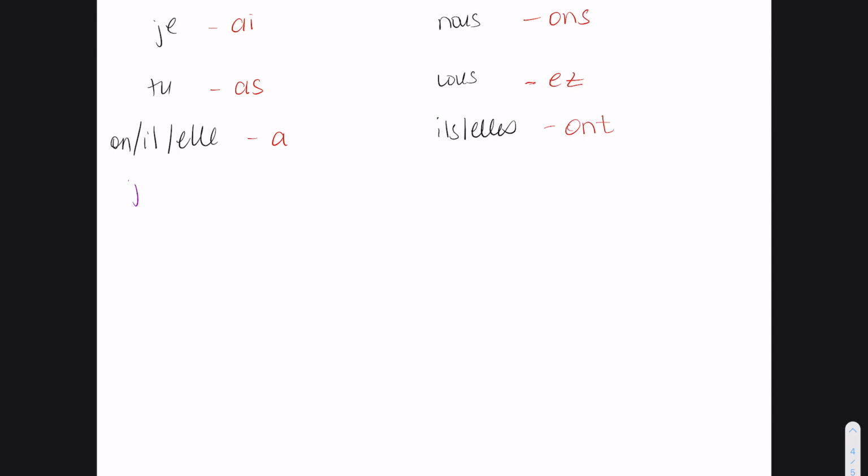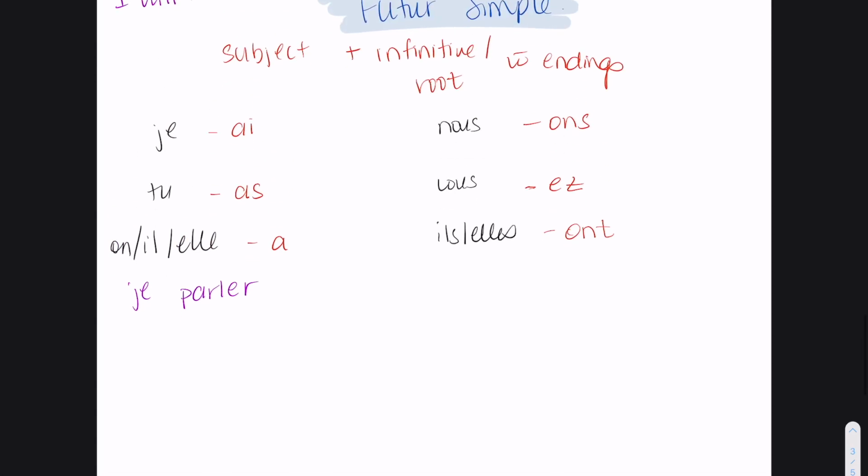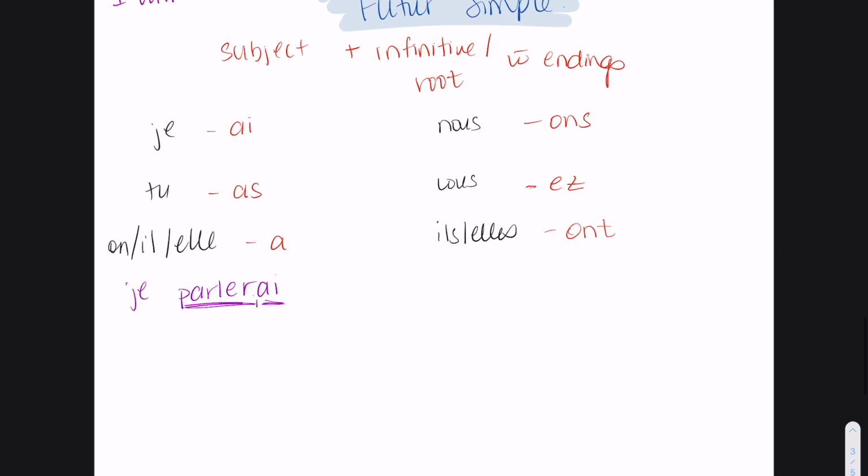So we have je parler. So we write down that full verb as per our instruction. Full verb, full infinitive or root. And then we add on that ending. So je parlerai. Okay, it turns into that. So you have the full infinitive verb plus the ending. Okay? So you got it all in there. You have to have both of them. Okay, it doesn't work to just have one. You have to have both.